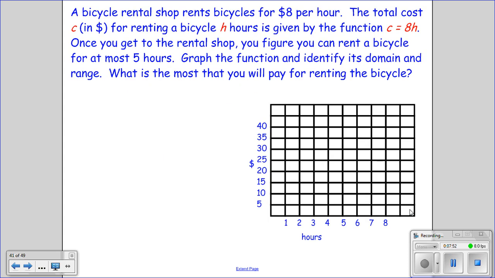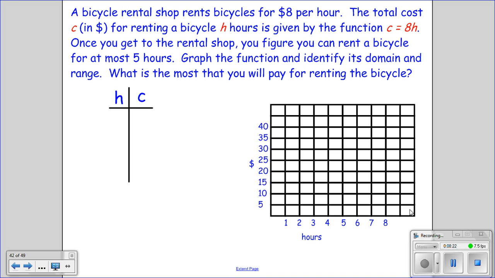Our final thing is a story problem. A bicycle rental shop rents bicycles for $8 per hour. The total cost in dollars for renting a bicycle for H hours is given by the function C equals 8H. Once you get to the rental shop, you figure you can rent a bicycle for at most 5 hours. They want us to graph the function and identify its domain and its range, and then find out also what is the most that you will pay for renting the bicycle.